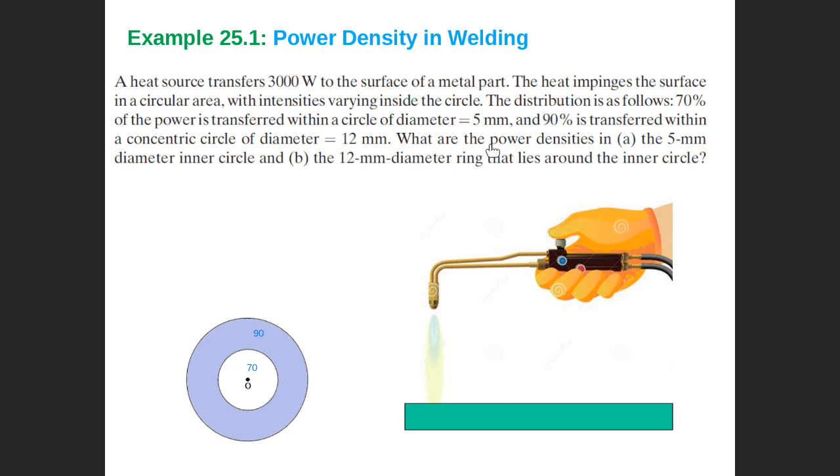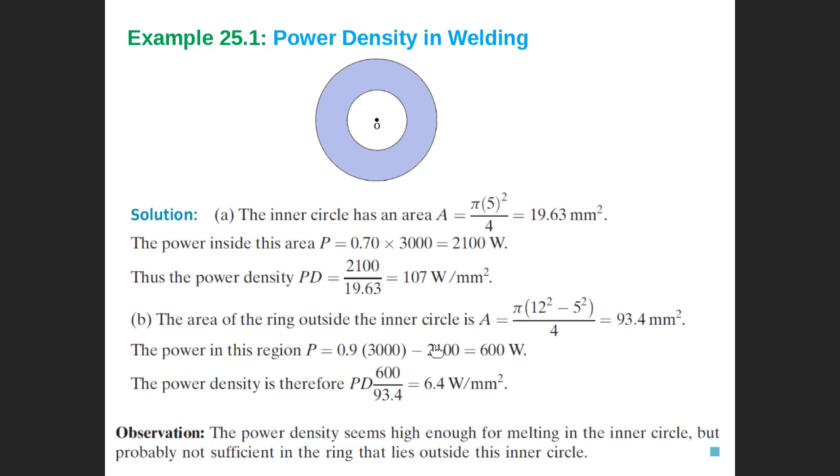What is the power transmitted? The question is, what is the power density in 5 millimeter diameter? What is the power density in 90 millimeter diameter? What is the power density in the ring between 5 and 12 millimeter diameter? Let's take one by one. First, what is the power density in 5 millimeter diameter?